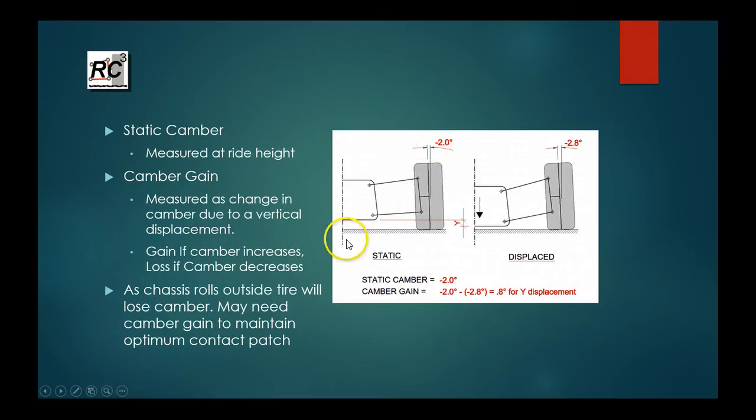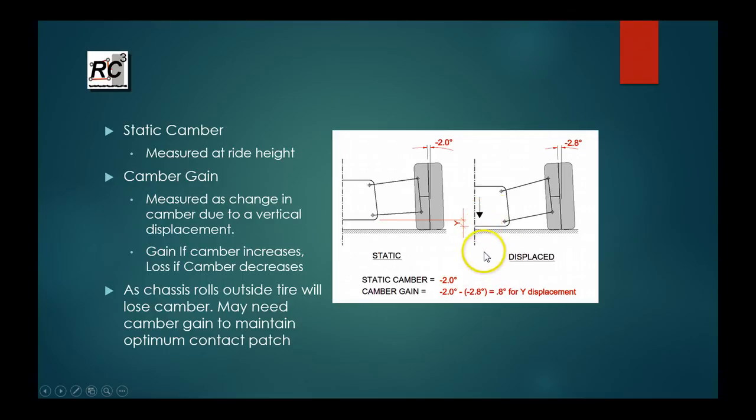So to do that, you use a term called camber gain, which is a function primarily of the angle and the length of your upper camber link. So how it's measured in RC Crew Chief is we displace the chassis vertically down. So you can see here I've displaced the chassis by some value y, and then the program calculates what our new camber value is. So in this case, it went to minus 2.8 degrees. So our static camber is minus 2. Our camber gain is minus 2 minus 2.8, which gives us 0.8 degrees of camber gain, because the camber increased from minus 2 to minus 2.8 for that displacement.